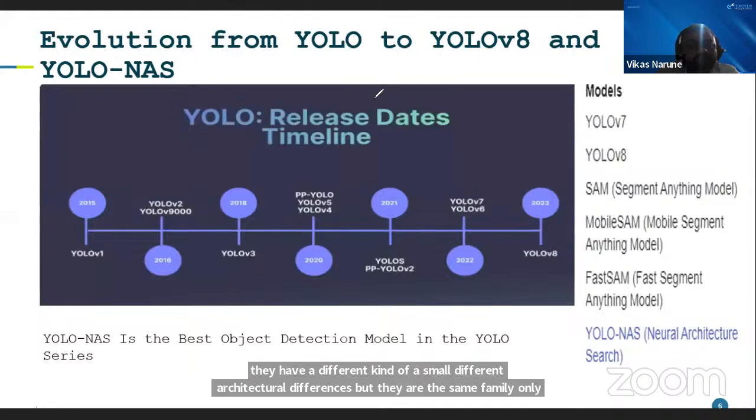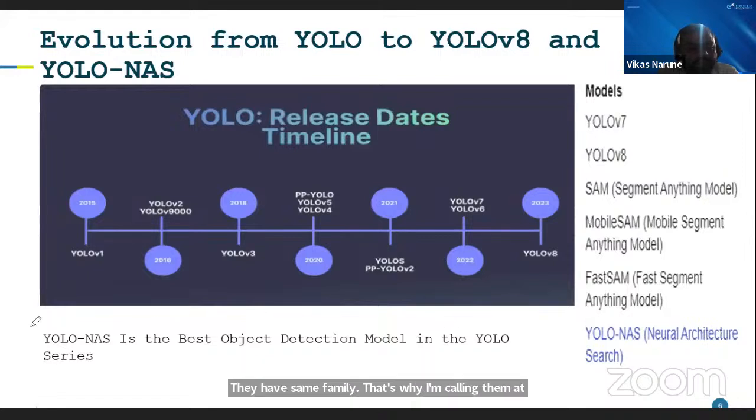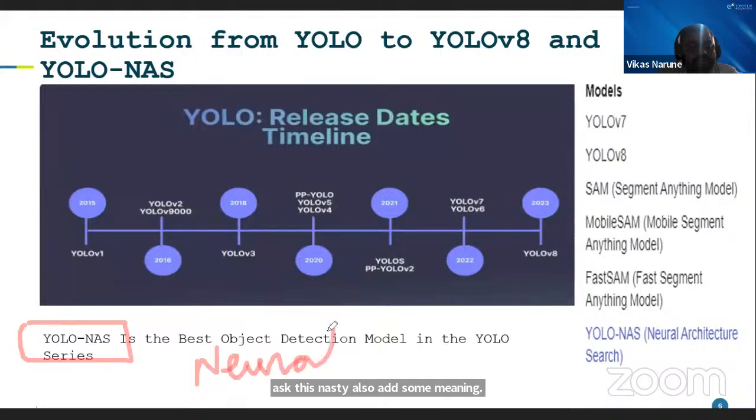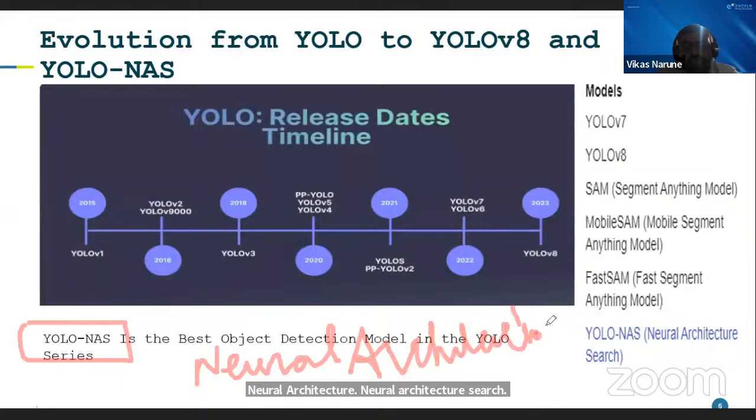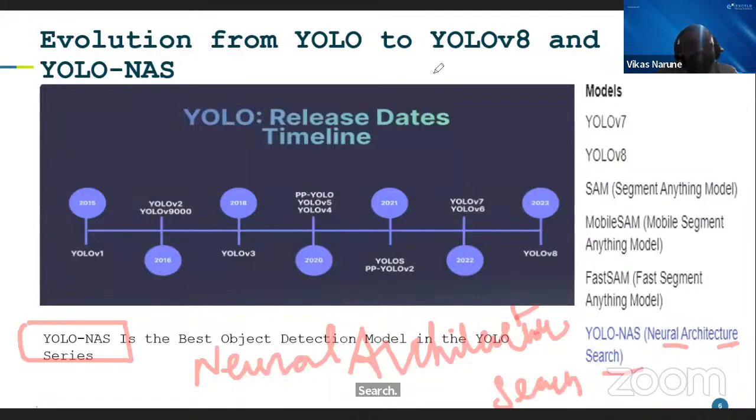So our main focus, guys, is this one, YOLO NAS. This NAS also has a meaning, guys. NAS stands for Neural Architecture Search. Please forgive me for my spelling. So YOLO NAS stands for Neural Architecture Search. We'll understand why it is called Neural Architecture Search.